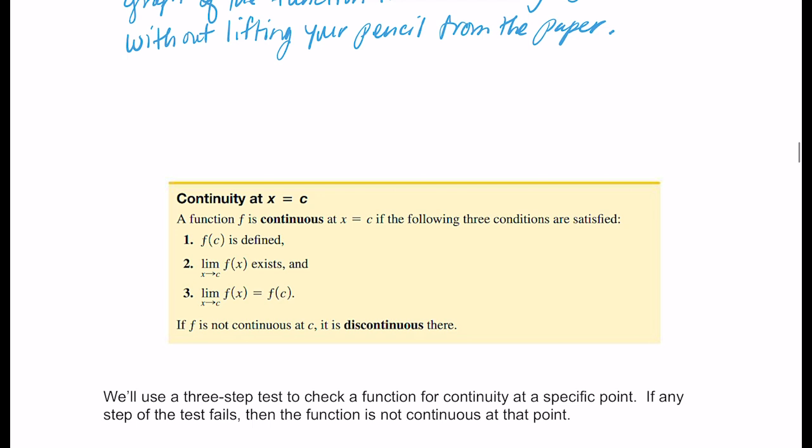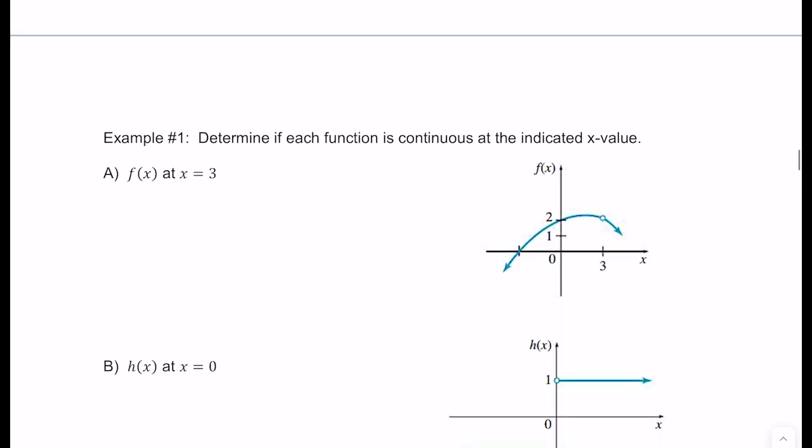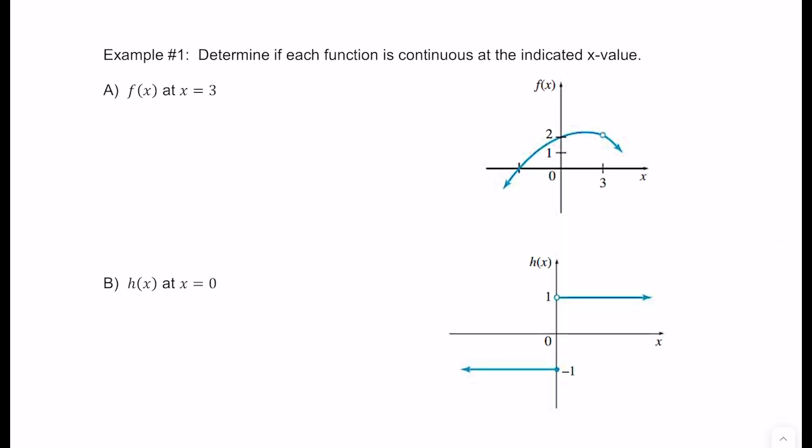So we're going to use that three-step check to check a function for continuity at a specific point. And if any step of the test fails, the function is not continuous. So we just say it's discontinuous at that point. So for example, here we have a function and we want to determine if it's continuous at the x value that's indicated. And here we have the function f of x, and we want to see if it's continuous at x equals 3. So we're going to go through our three-step test.